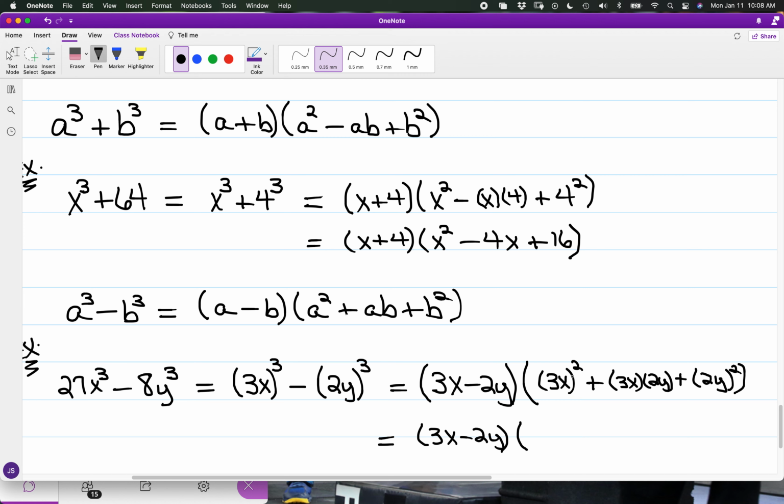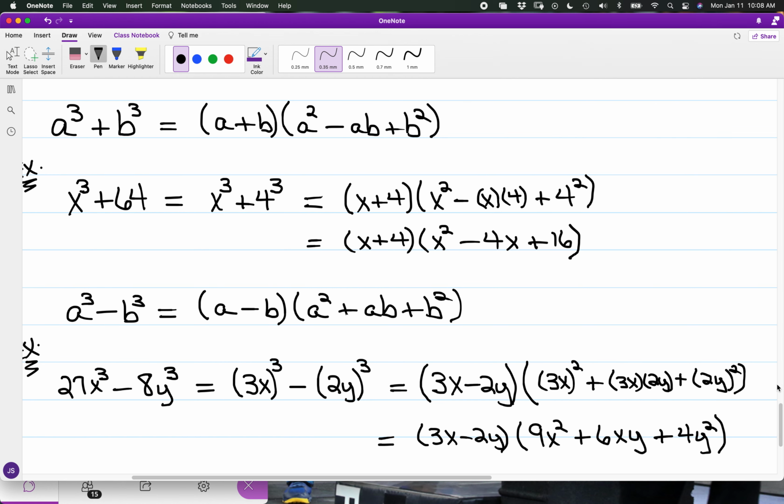And then we have square of 3x. Again, that's going to be 3x times 3x. So this will be 9x squared. 3x times 2y. So this would be 6xy. And for 2y quantity squared, or 2y times itself, this will end up at 4y squared. And that would be the resulting trinomial factors. So for this difference of cubes, okay, these are your factors.